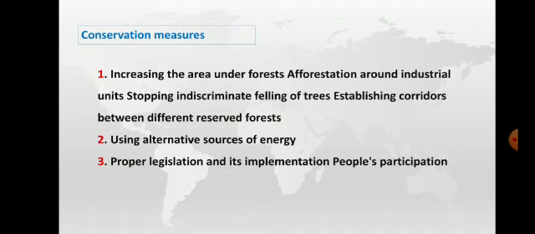So here you can see that loss of forest can be remedied by massive programs like planting trees. So planting trees on wastelands and land which is unfit for agriculture, so in these areas we can plant more trees. Next is afforestation around industrial units.